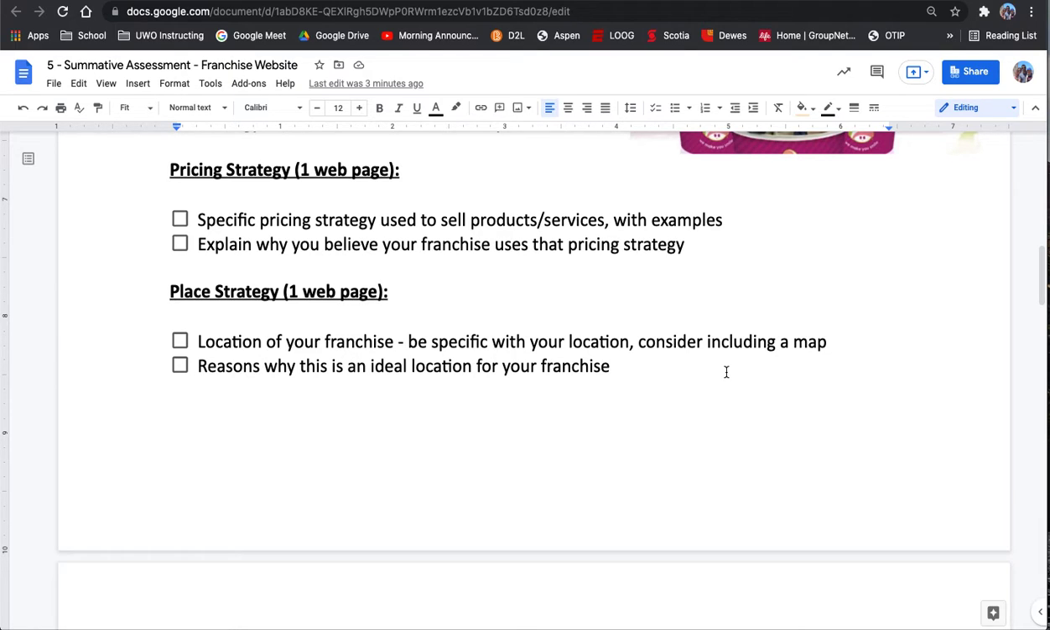So I might say the new location for a McDonald's in Belleville is going to be on the far end of Bell Boulevard where the new casino is. There's a lot of construction, there's going to be a lot of traffic there, and there's currently not a lot of restaurants. So this is an ideal place to put my new franchise. I might even insert a map, which is really easy to do on Google, and show that location specifically in my website.